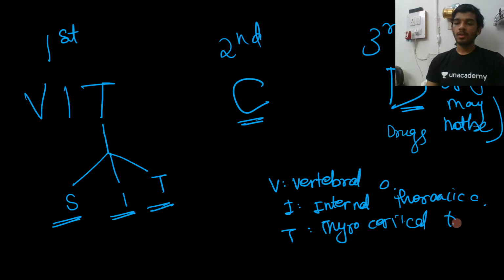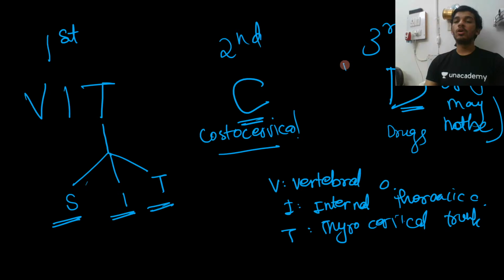and when you divide it, I'll tell you what is this SIT. C is your costocervical trunk. Costo means ribs, right? And cervical means neck. D is dorsal scapular. So that is what you need to memorize here. Very easy to do it.